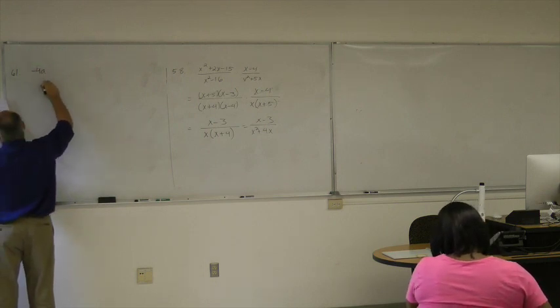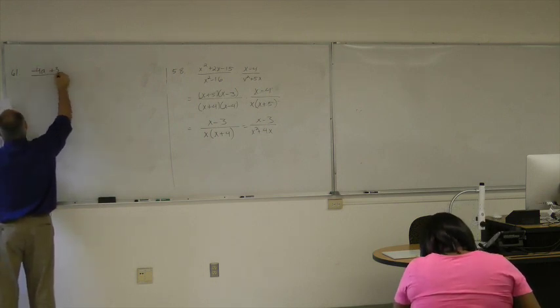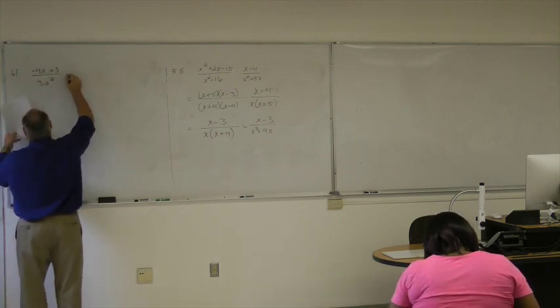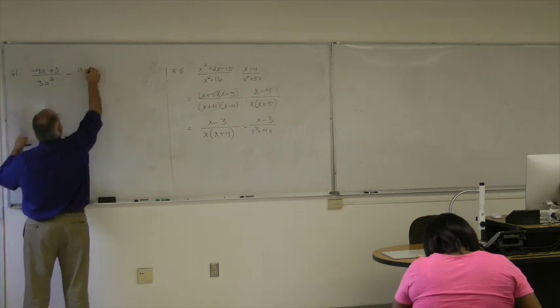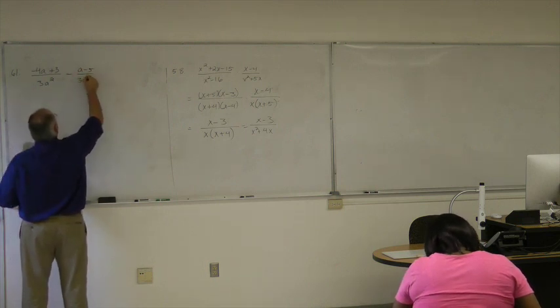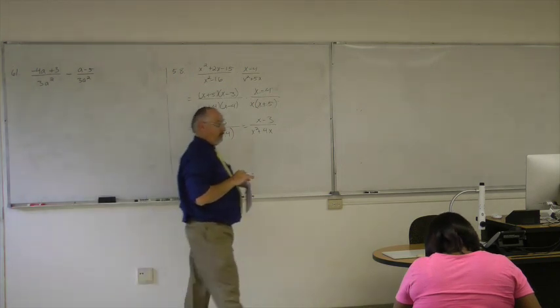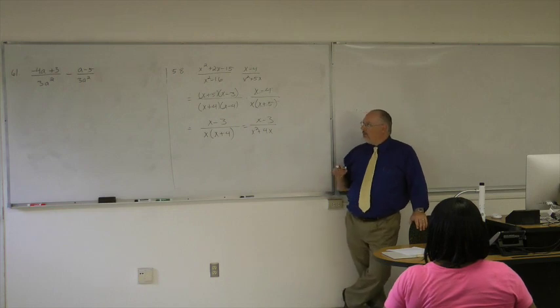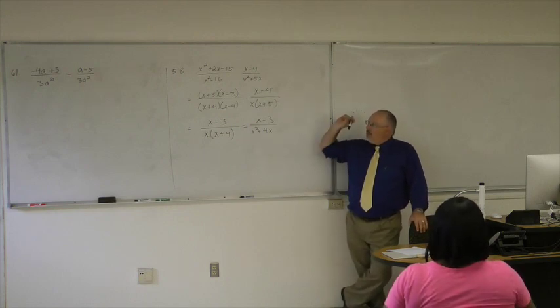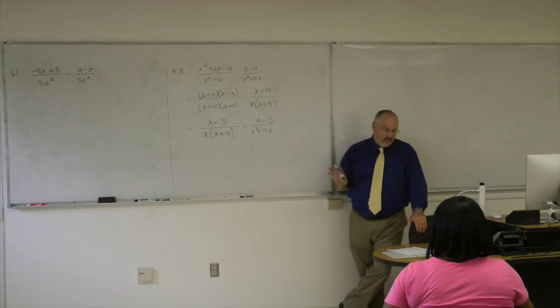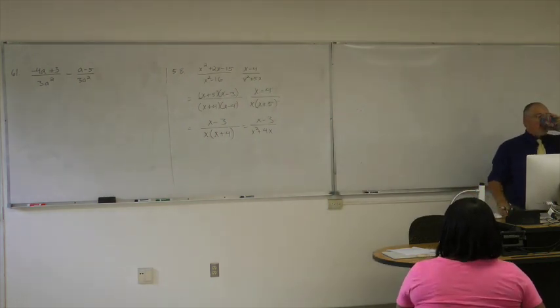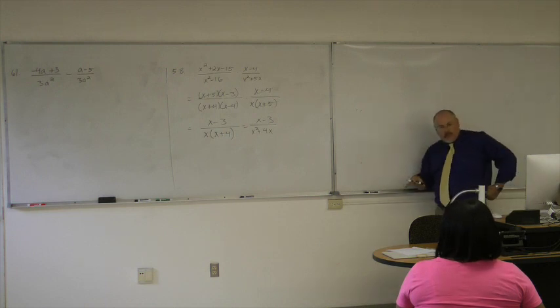Negative 4a plus 3 over 3a squared minus a minus 5 over 3a squared. This is a difficult problem. There are definitely some things in here that are going to throw you off. All right. First, what is this problem about? Simply. Keep it simple. What's happening in this problem?